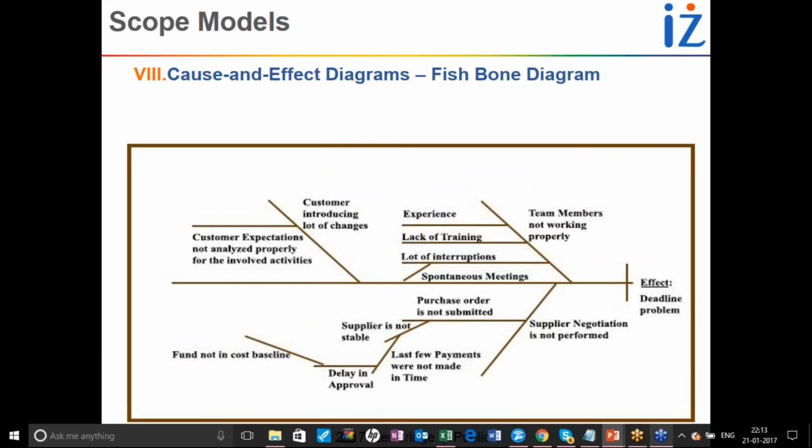This is the fishbone diagram, which can be used to know the high level features, because when you are identifying the root cause of a problem, you are looking at the right problem to solve. Here you have the effect, the deadline problem, and for that effect there are multiple causes. Team members are not working properly, supplier negotiation is not performed, the customer is introducing a lot of changes, and the purchase order is not submitted.